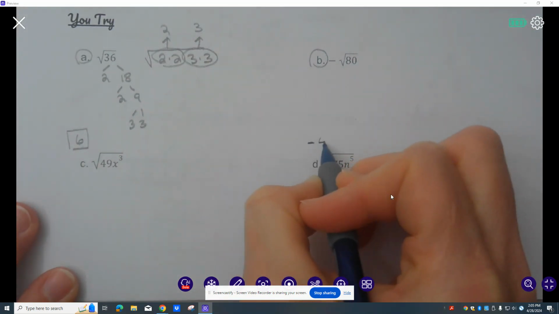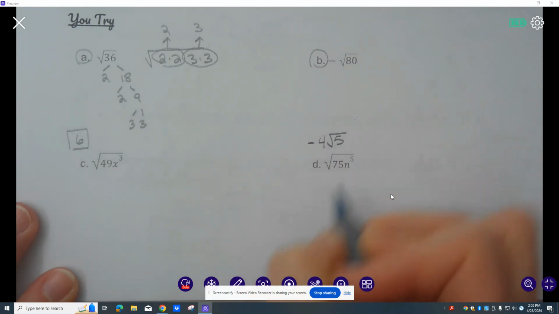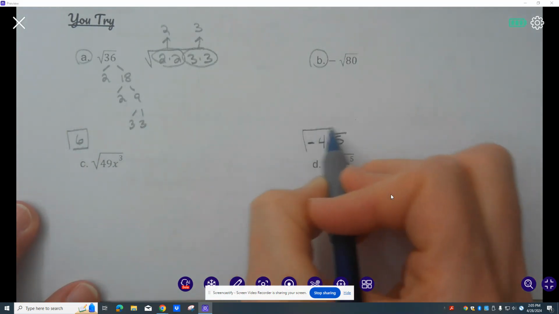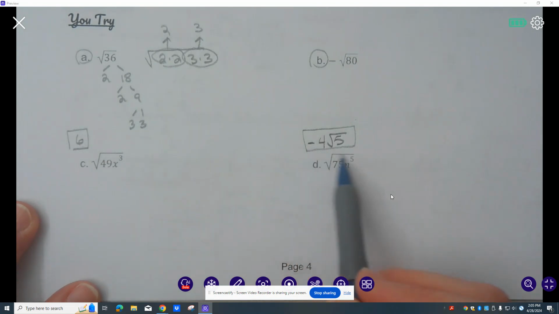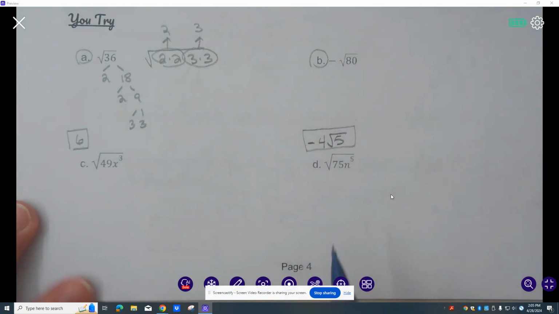This one, your final answer should have been a -4 outside the jail and a 5 inside. Negative here, you should have had a negative here. If you didn't get that, go back and see if you can find your mistake.